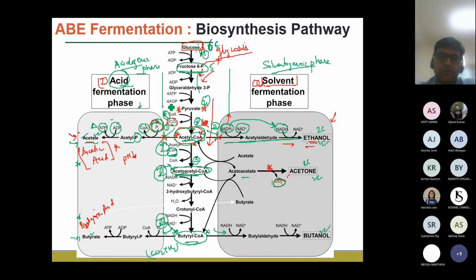So 2 moles of CO2 is released, and then what we are getting is the acetyl CoA. The acetyl also has two carbon atoms. Okay, so then how many? Generally, 2 moles of pyruvate are produced. So 2 moles of pyruvate will obviously give you 2 moles of acetyl CoA, and from that, how many moles of ethanol will be produced?